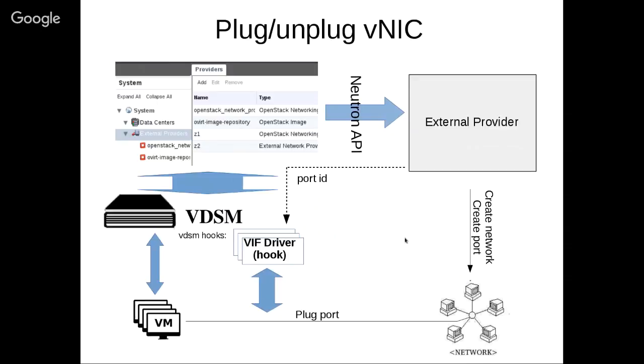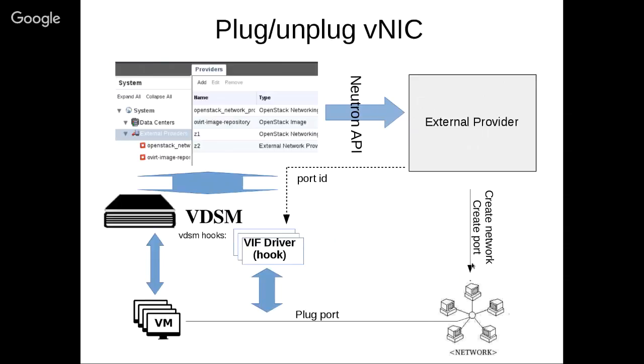Looking at the entire plug-unplug operation, first, a user has to create an external network on the provider. To do this, the user uses the oVirt UI, from which a request is passed to the external provider. The provider in turn creates a network in the physical infrastructure managed by the provider.